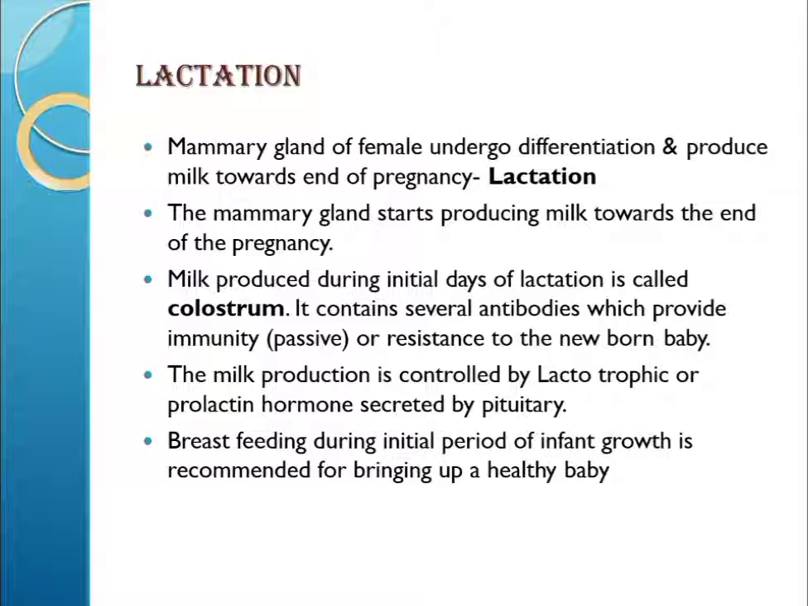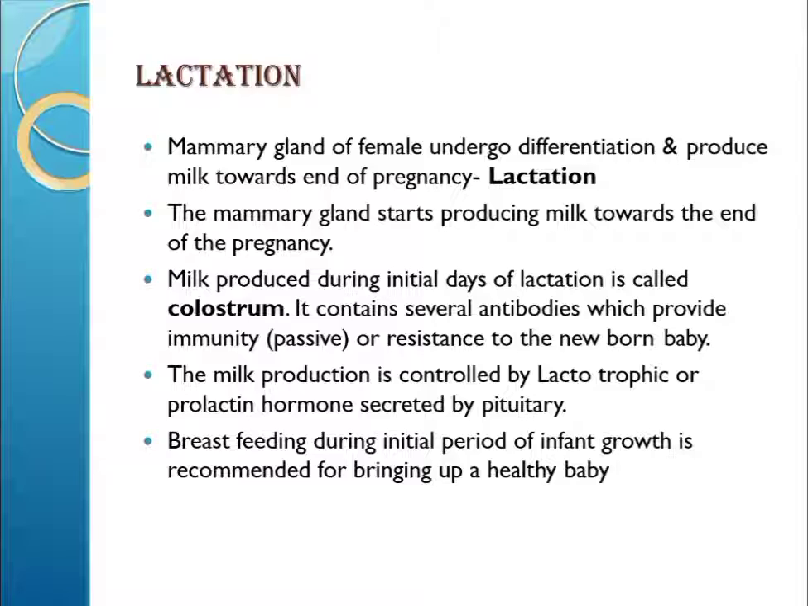Then lactation. The mammary glands in females undergo differentiation during pregnancy. And the production and release of milk by the mammary gland of the female after birth of the young one is called lactation. The first milk which comes out of the mother's mammary gland just after childbirth is called colostrum, which is rich in proteins and energy along with the antibodies that provide passive immunity to the newborn. Passive immunity means the already formed immunity.